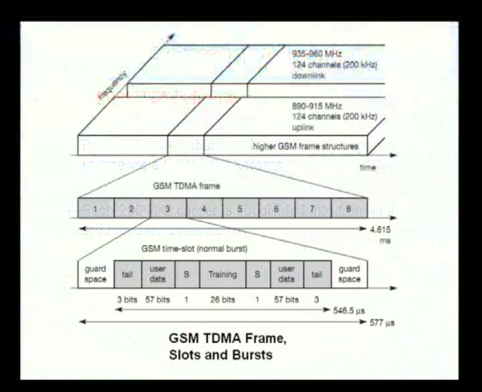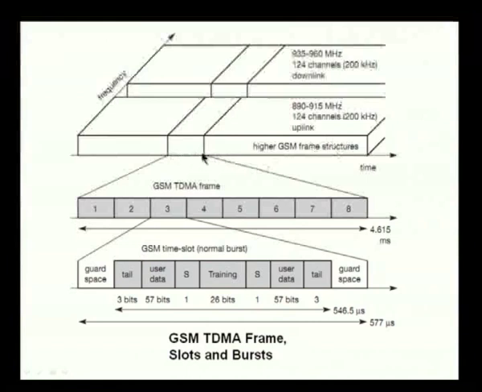This is the diagram that explains the GSM TDMA frame, the time slots and the bursts. This is the frequency line and this is the timeline. The first portion is the channels allocated for uplink. We have 124 channels in the uplink, as well as 124 channels in the range of 935 to 960 megahertz in downlink. Remember that an individual channel has a capacity of 200 kilohertz. Also, the uplink and downlink channels are separated by a 20 megahertz band.